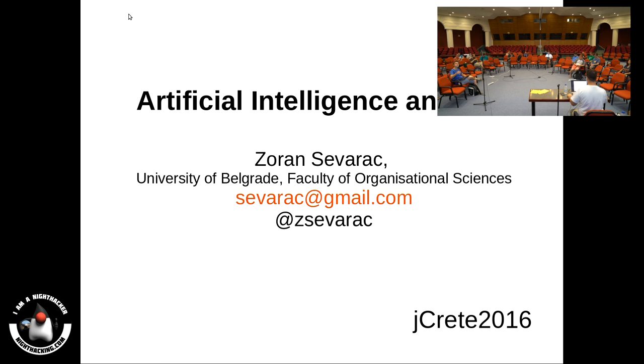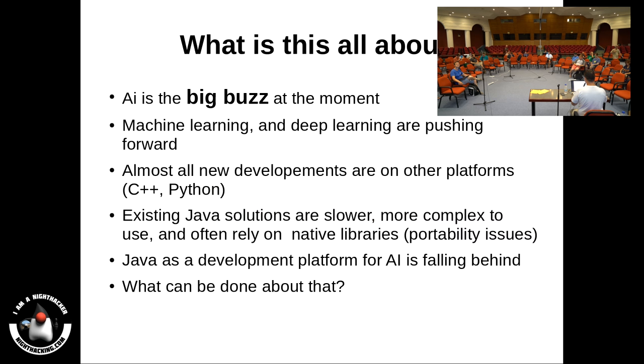This session is a discussion about artificial intelligence in Java. My name is Zoran Sevarac and I come from the University of Belgrade, where I teach software engineering and also work at an AI research lab. The main idea of this session is to bring up for discussion various aspects of Java technology. We'll focus on performance issues and how they affect the development of modern artificial intelligence applications.